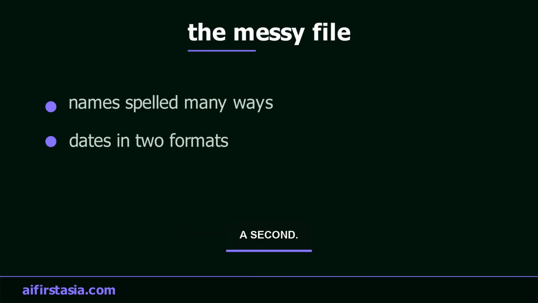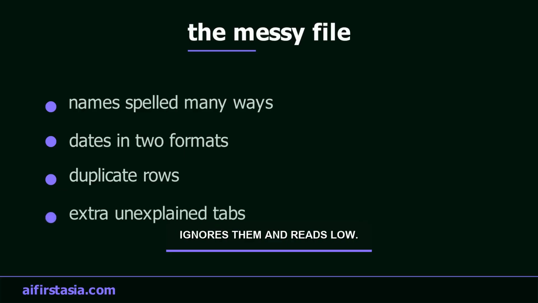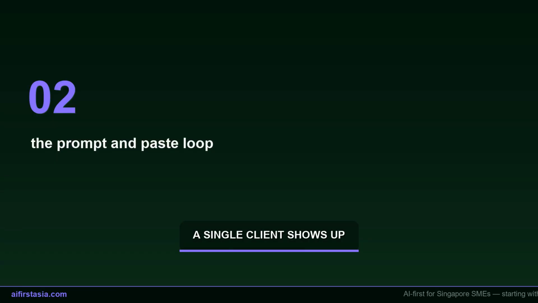Picture the real thing for a second. One column is supposed to be the order amount, but a few cells have the currency symbol typed straight in, and a few have a stray space in front of the number, so the sum at the bottom quietly ignores them and reads low. One tab is called Sheet 3, and nobody remembers what it feeds. A single client shows up as Acme, then Acme Limited, then ACME Ltd on three different rows, so any count you run is already off before you begin.